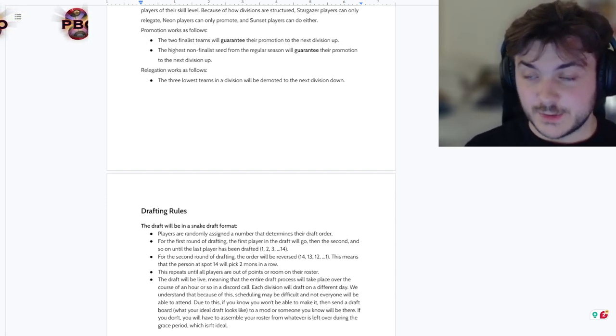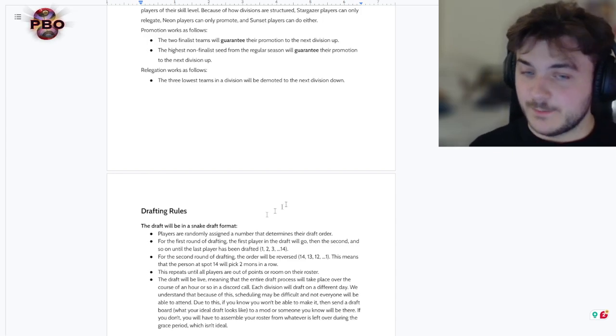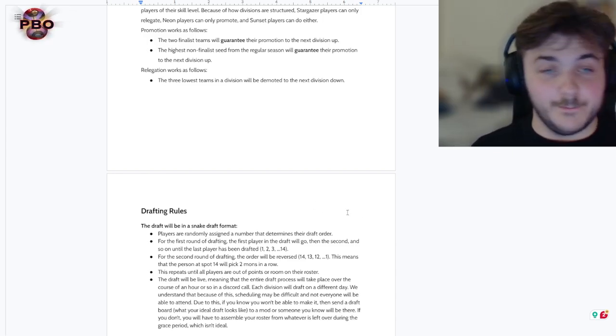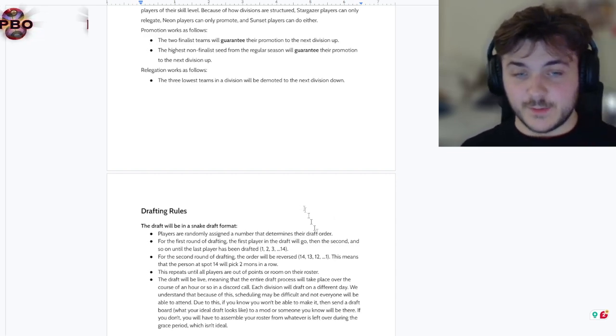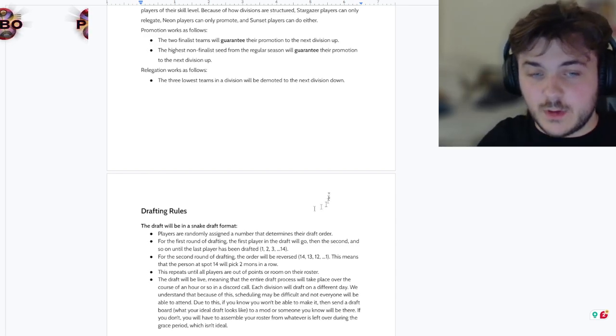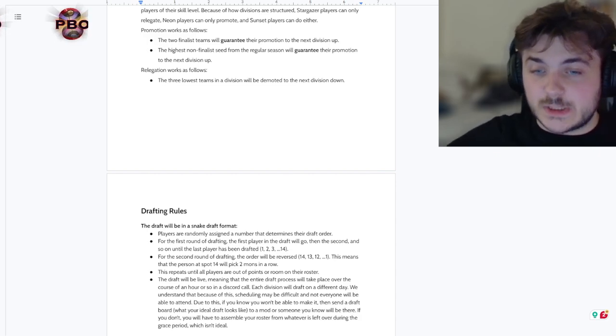Drafting rules, which has already happened by the time this video goes up, it will be snake draft format. Players are randomly assigned a number that determines their draft order, determined by a marble race. For the first round of drafting, the first player will draft, then the second, and so on until the last player has been drafted, 1, 2, 3, all the way to 14.